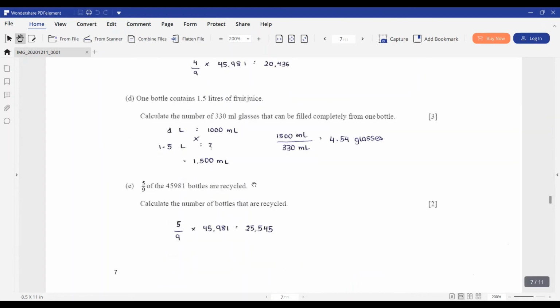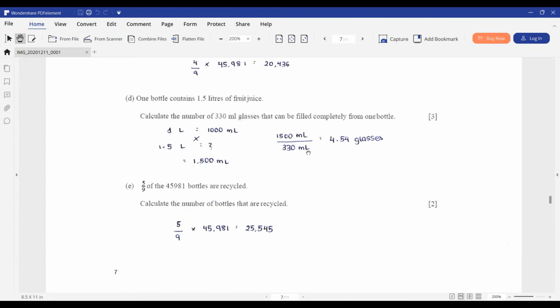Now part D. One bottle contains 1.5 liters of fruit juice. Calculate the number of 330 ml glasses that can be filled completely from one bottle. So the first thing we want to do is put everything in the same unit. The easiest thing I found to do was convert the liters to milliliters. So 1 liter is 1000 milliliters. So how many milliliters would 1.5 liters be? Converting it, 1.5 times 1000, meaning 1.5 liters is 1500 milliliters.